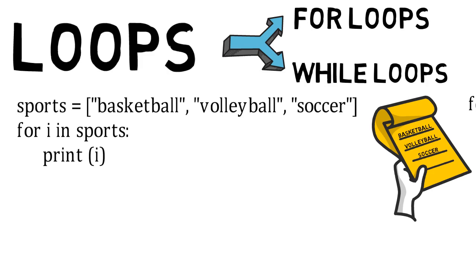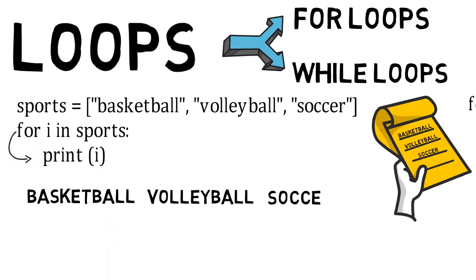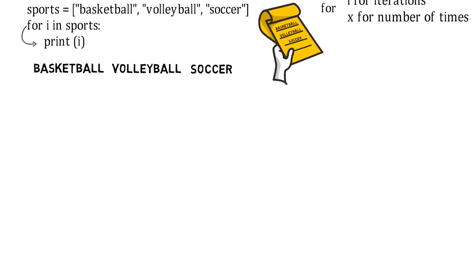Then we are going into our loop by stepping through the list one item at a time. Each time we loop through, we are going to print out that item. The result will look like this: basketball, volleyball, soccer. We can also have loops inside of other loops to make even more intricate and complex pieces of code. Here's an example of that.